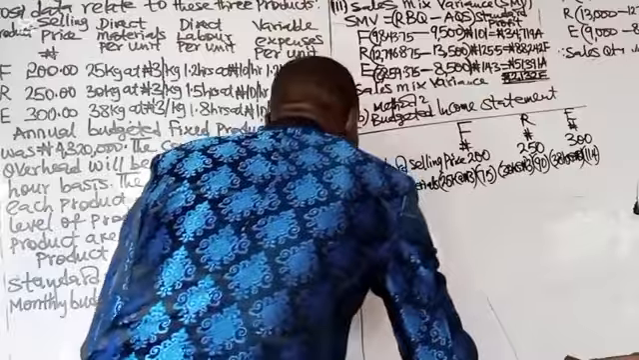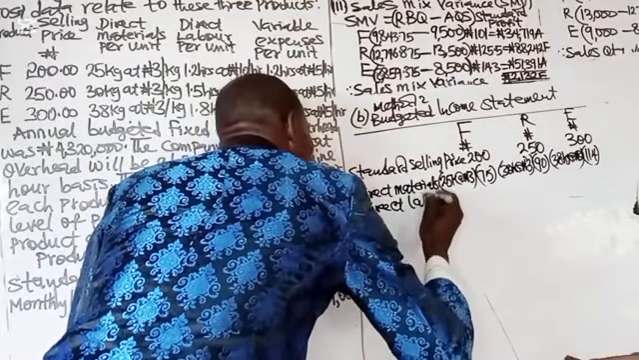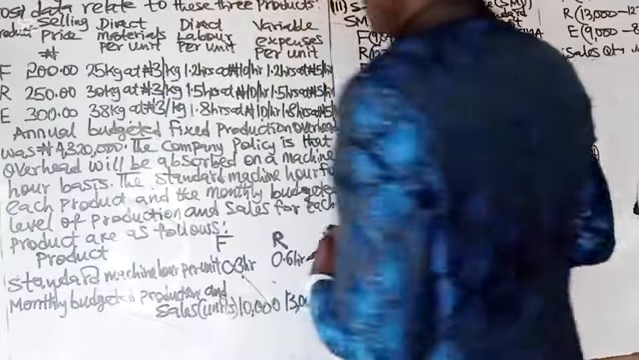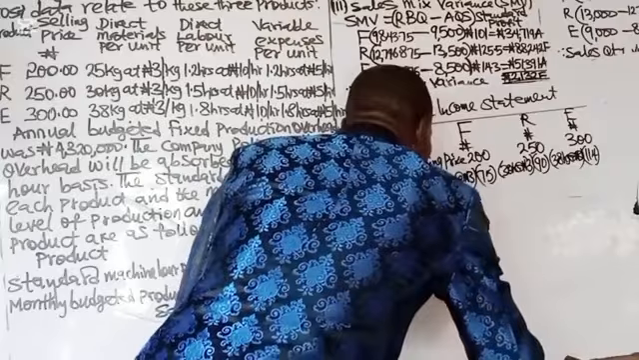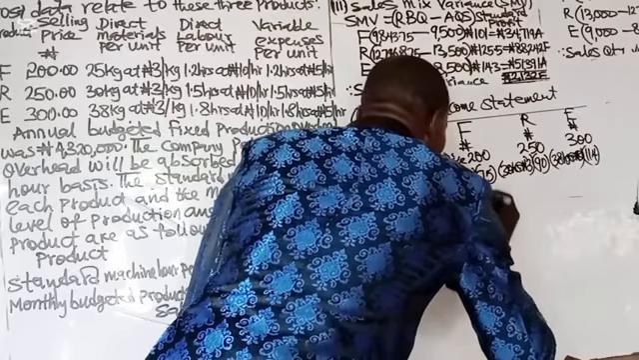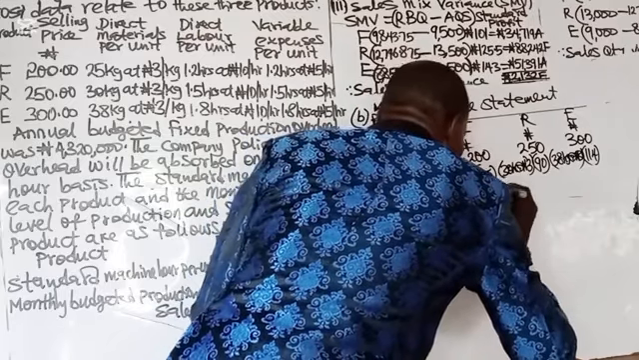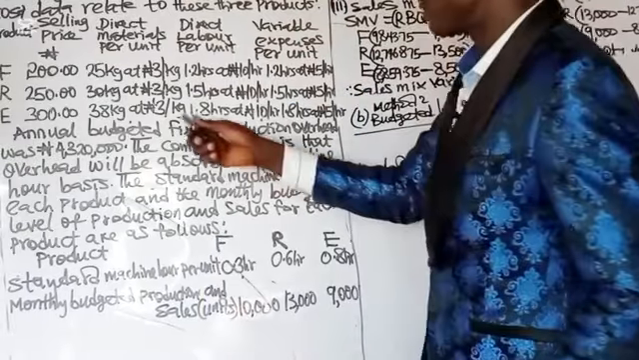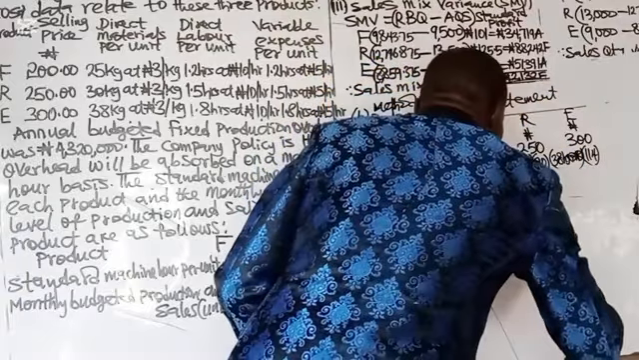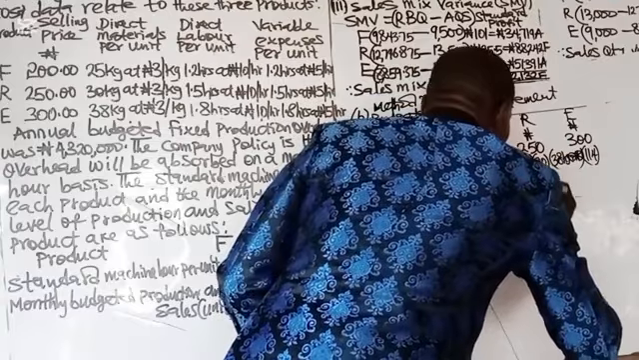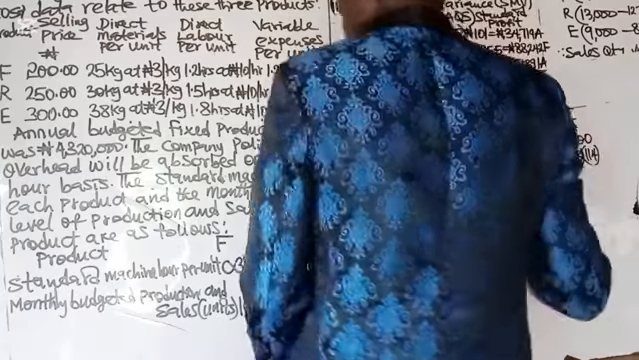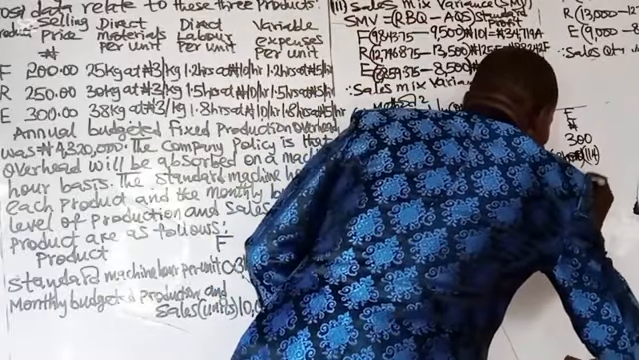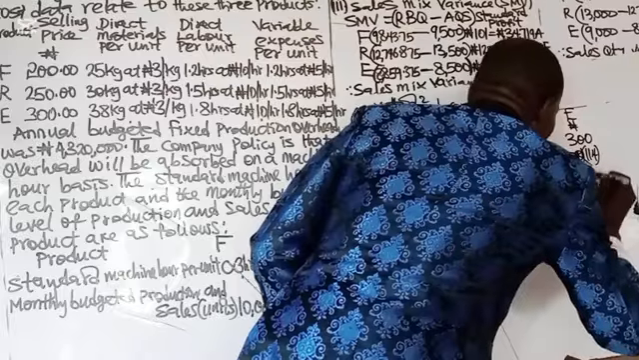Then we also have direct labor. For F, 1.2 hours at 10 naira. That will be 12 naira. For R, 1.5 hours at 10 naira. That will be 15 naira. And for E, 1.8 hours at 10 naira. That will be 18 naira.